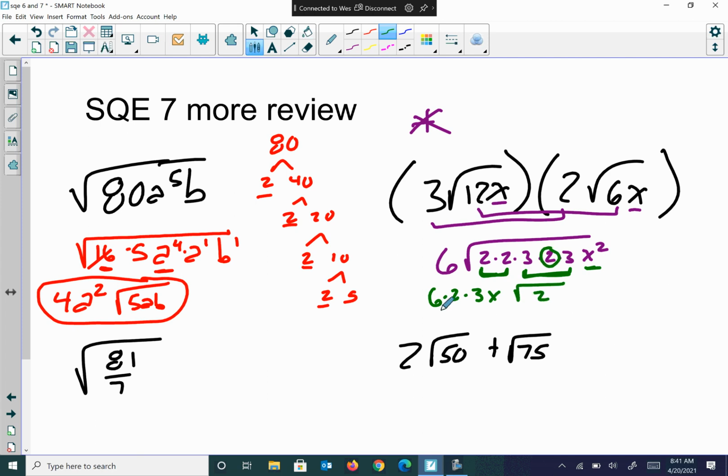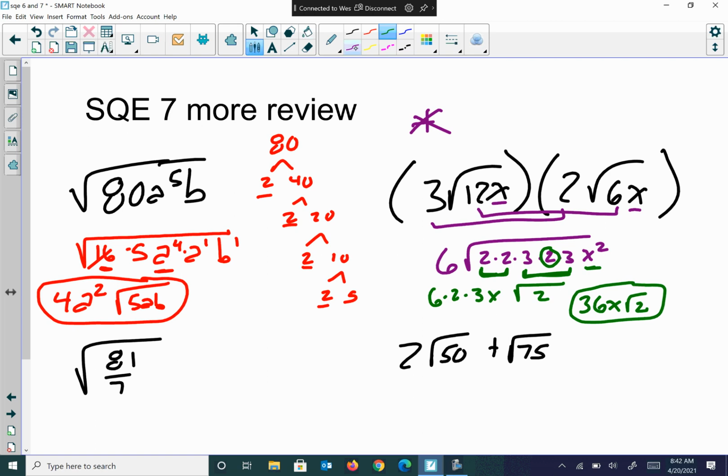So let's multiply everything outside. So 6 times 2 is 12. 12 times 3, 36. 36, and there's an x that comes along for the ride, and then a root 2 that's also in there. That one's all done. How do you feel about those two problems? A-okay? Anyone stuck?